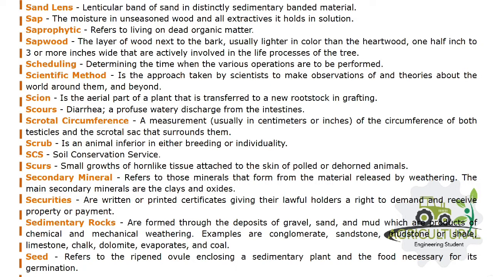Secondary mineral refers to those minerals that form from the material released by weathering. The main secondary minerals are the clays and oxides. Securities are written or printed certificates giving their lawful holders a right to demand and receive property or payment. Sedimentary rocks are formed through the deposits of gravel, sand, and mud which are products of chemical and mechanical weathering. Examples are conglomerate, sandstone, mudstone or shale, limestone, chalk, dolomite, evaporites, and coal. Seed refers to the ripened ovule enclosing a sedimentary plant and the food necessary for its germination.